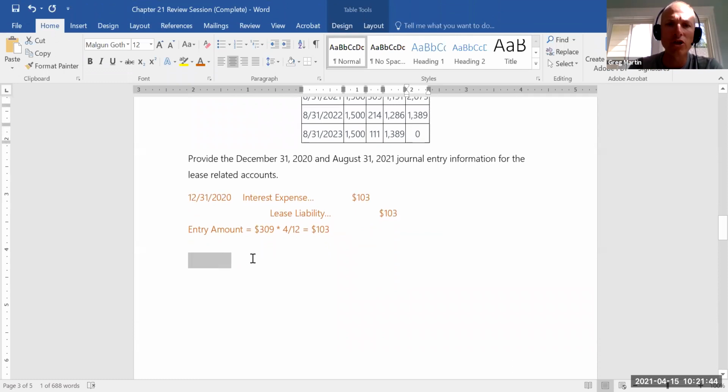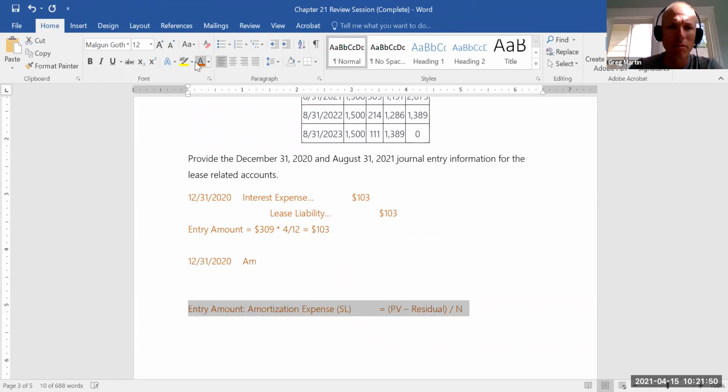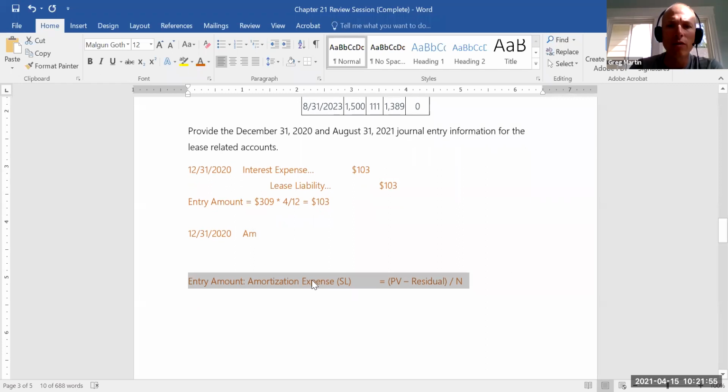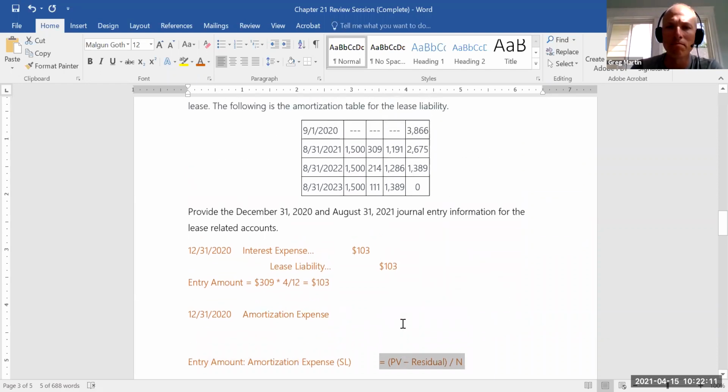There's also a second journal entry on 12/31/2020, and that is the amortization of the right of use asset. So we have the amortization expense, which is a debit. There's a way that we calculate under the straight line method. We take the present value minus the residual value and divide it by n. That's how we calculate it using the straight line method.